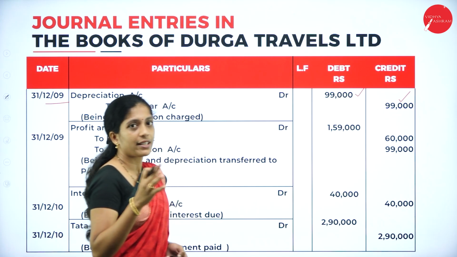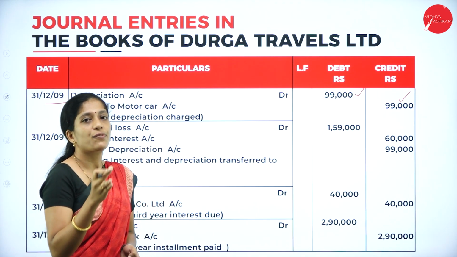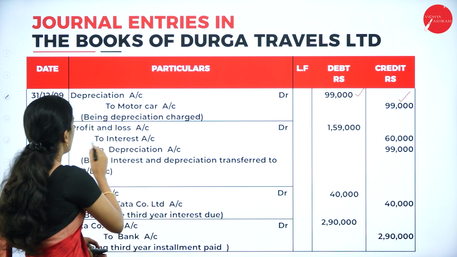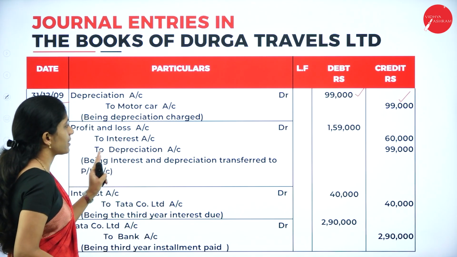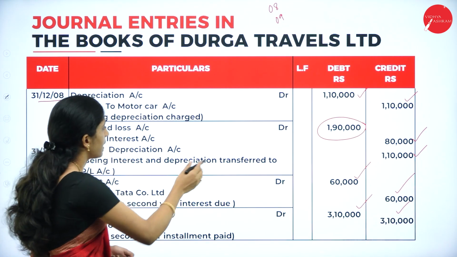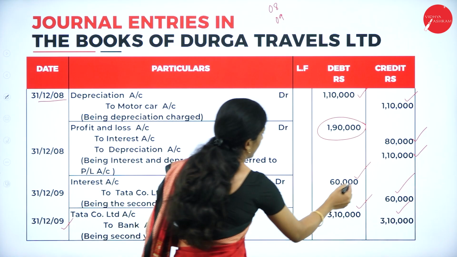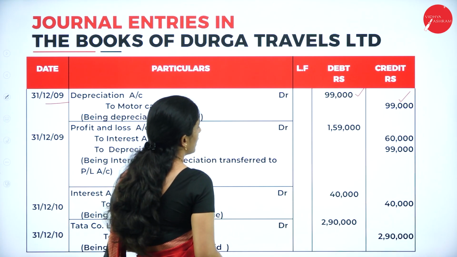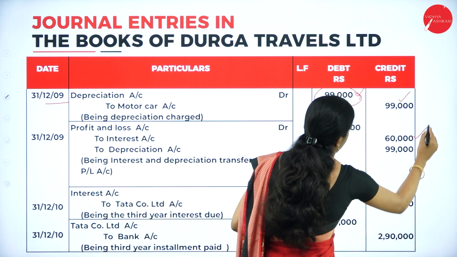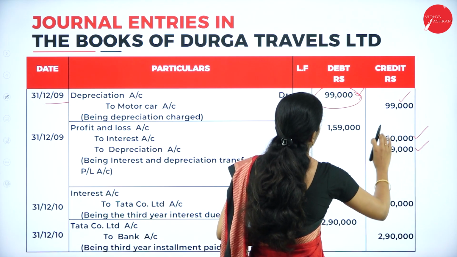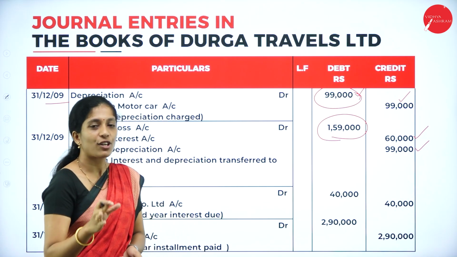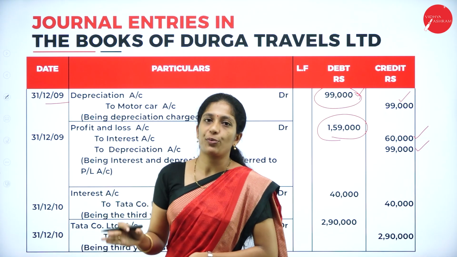And your last entry in the second year is what? Transfer interest and depreciation to profit and loss account. So the entry will be profit and loss account debit to interest account, to depreciation account. So what was the interest? That is 60,000 in the second year. Interest is 60,000 and the depreciation was 99,000. So write 60,000 and 99,000, add these two and write 1,59,000. Clear about the second year? In the same way, continue with the third year.